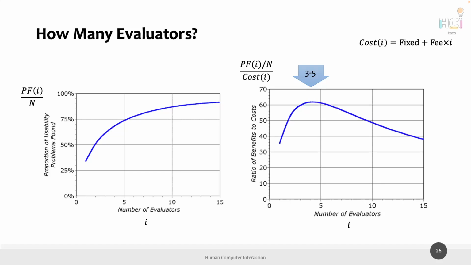So it's better to maybe have 2 different heuristic evaluations at different points of your design stages instead of having 1 with 10 evaluators.